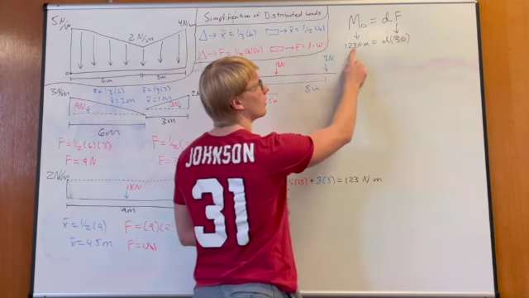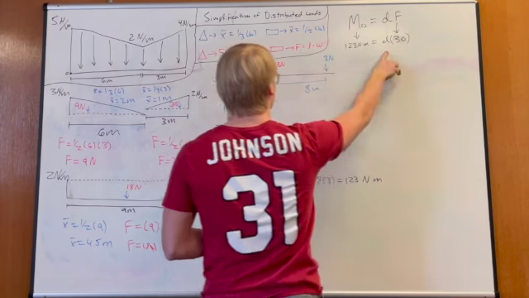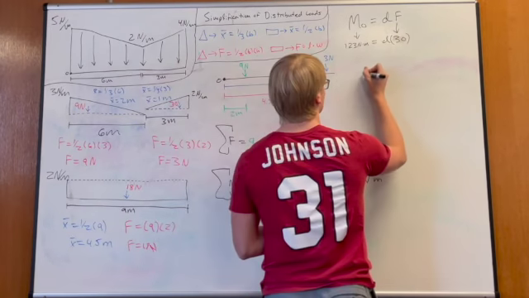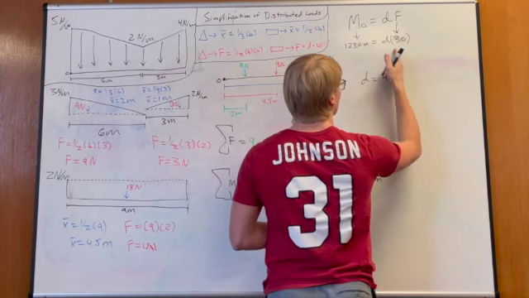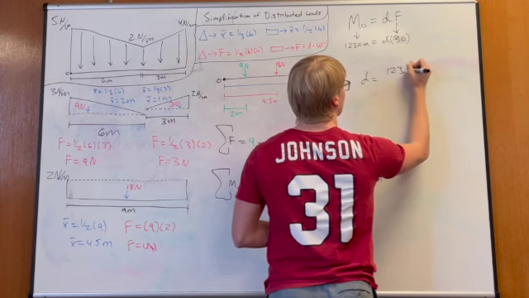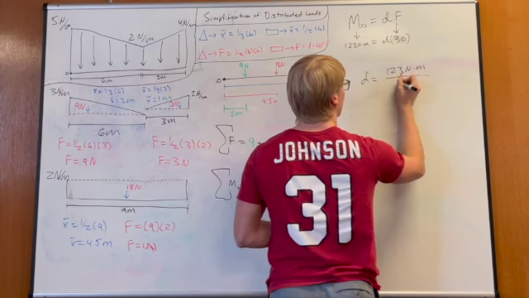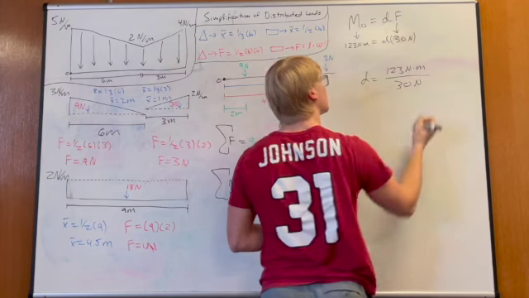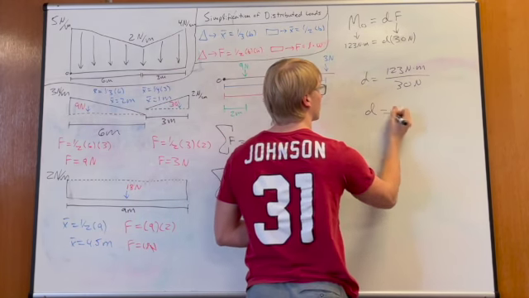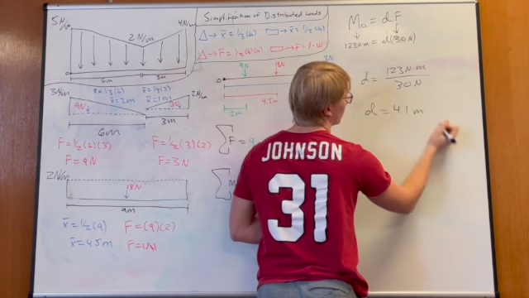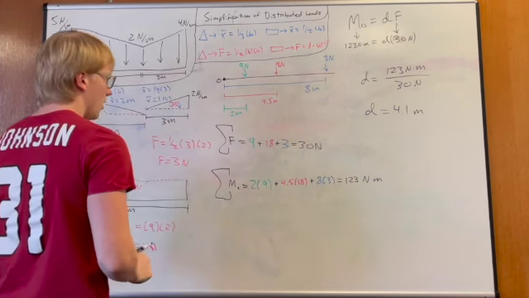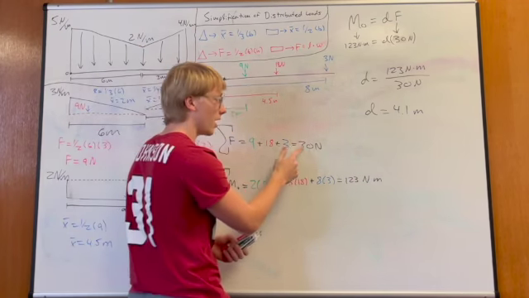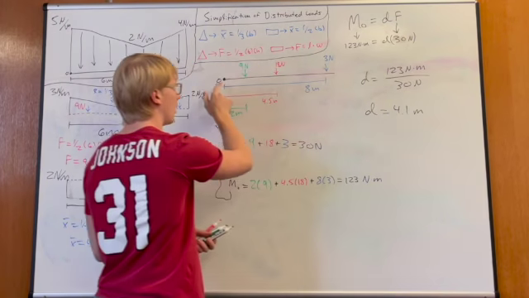So now that we know the moment and the force, we can find the distance of our total moment. And so to solve for that, D is going to be 123 Newton meters divided by 30 newtons. Right? So distance is going to be 4.1 roughly meters. And so now we have the force and the distance from our spot.